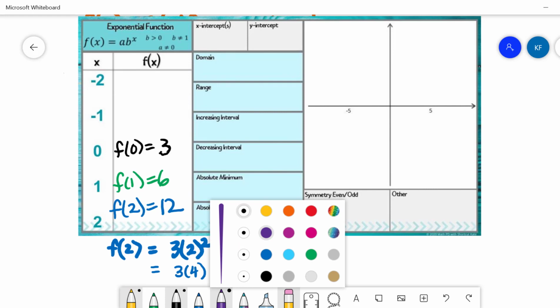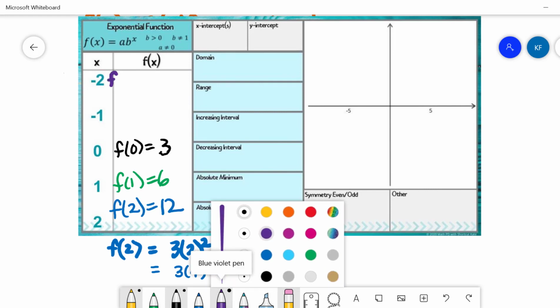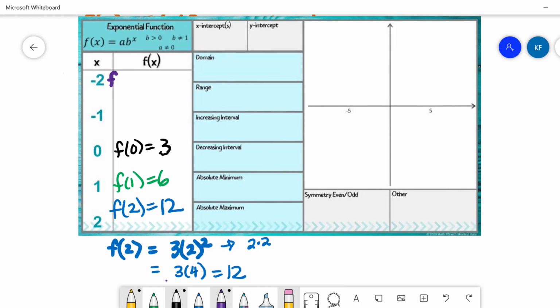Change my color here. So what we have now is f at negative 2. And what we get is negative 2, okay, that's not what we get.